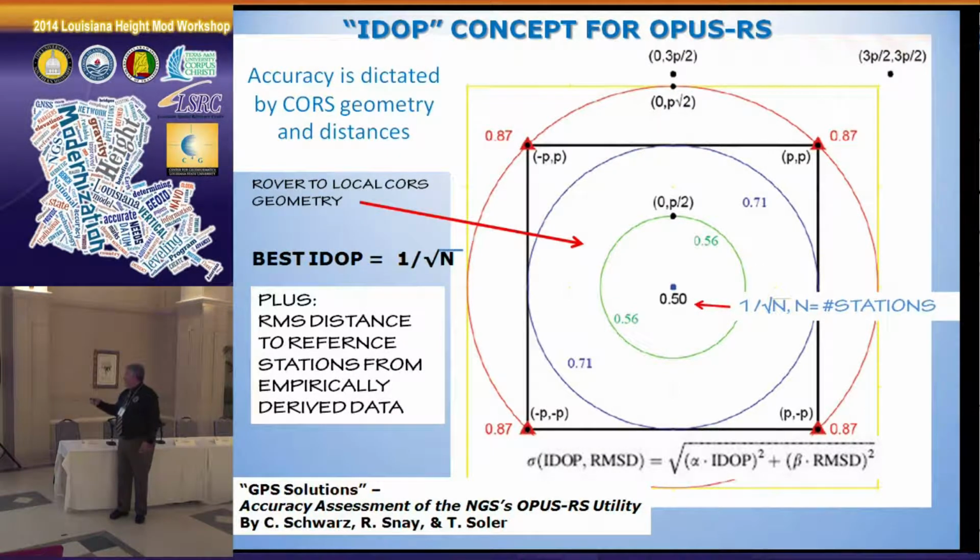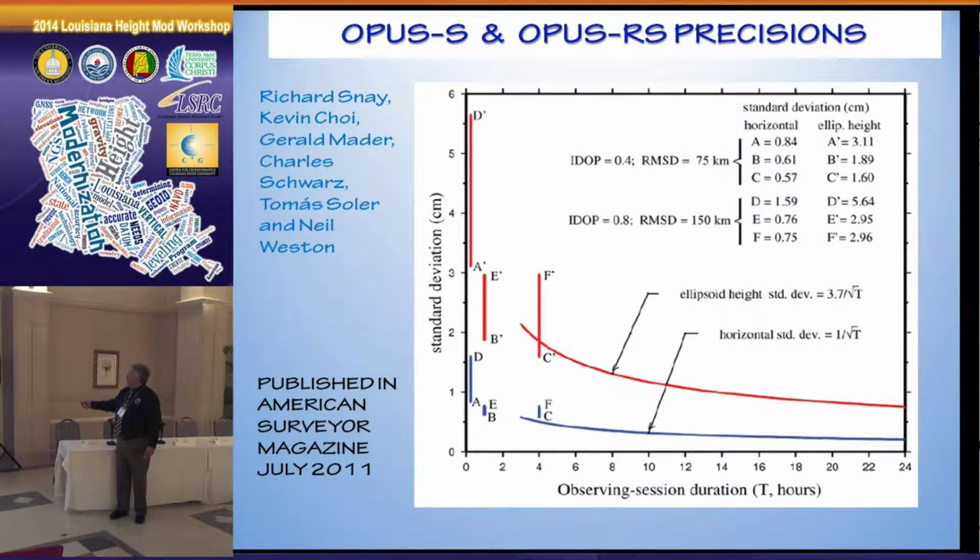So these values then are based on an RMS distance of 75 kilometers and a geometrical position of 0.4. Well, that doesn't mean much to us. But what this tells me, and this is twice what the first one is, is that if you have stations that are twice as far away with geometry that's not as good, you're going to end up with this kind of a difference of 2.5 centimeters. That's all that this graph is telling me.